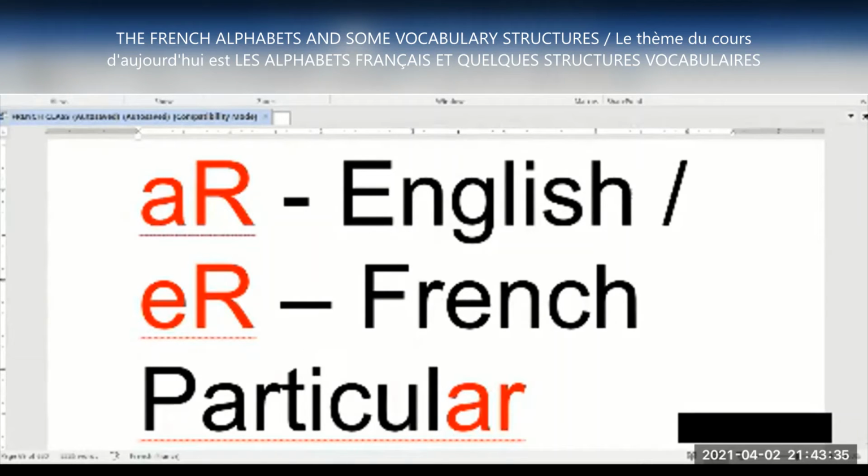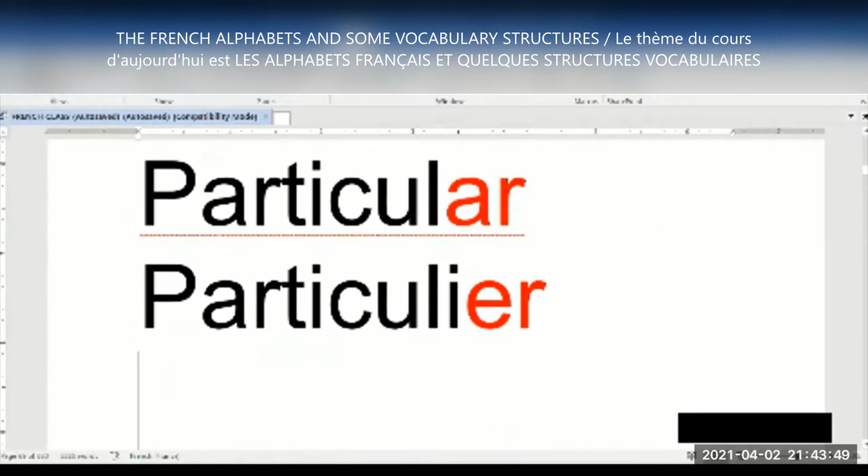Look at this. When you have AR in English, it moves to ER in French. Let's take that as an example. R is A in French. Particular in English, particulier in French.